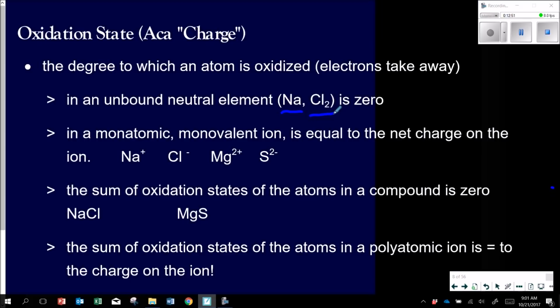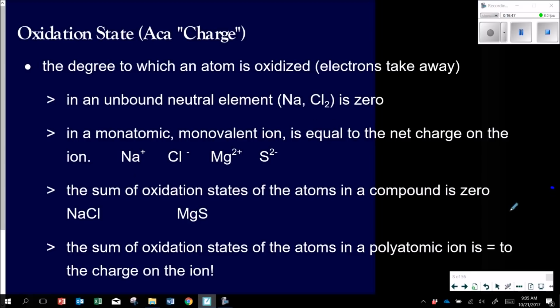In a monoatomic monovalent ion, it is equal to the net charge on the ion. What does that simply mean? Sodium with a charge of +1 has an oxidation state of 1. Chlorine with a charge of -1 has an oxidation state of -1. Magnesium +2, and sulfur -2.